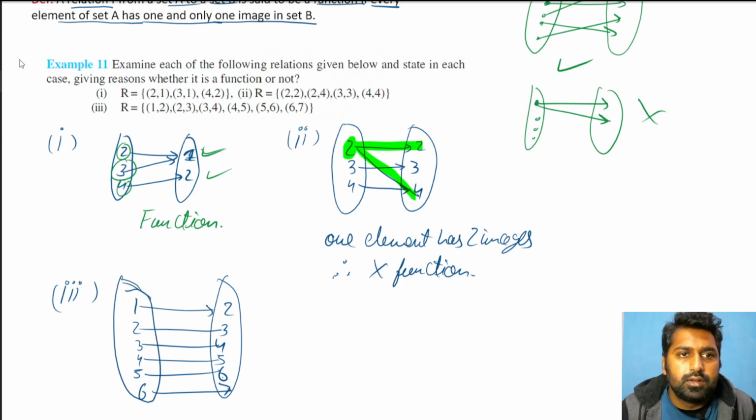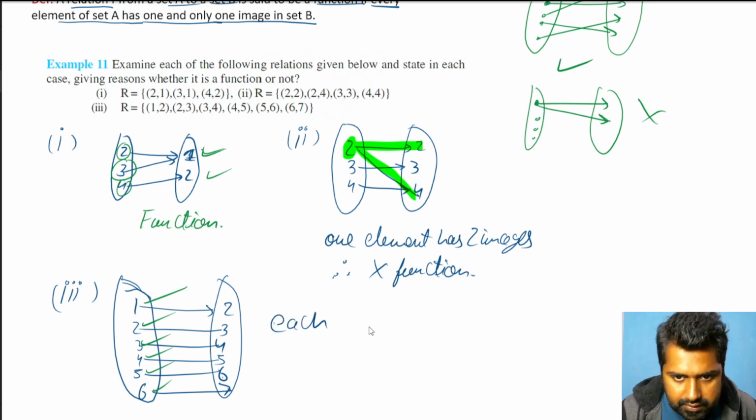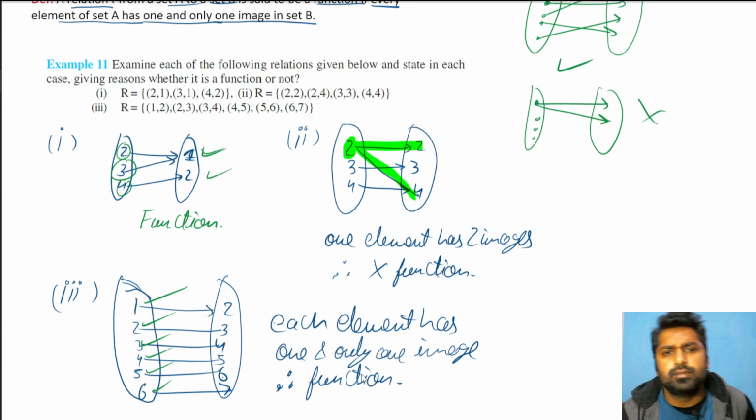All right. Again, go for that. One element has one image, yes. Two element has one image, yes. Third element has one image. Fourth one, fifth one, sixth one. Every element has only one image, so yes. Each element has one and only one image, therefore a function. So yes, it's a function.